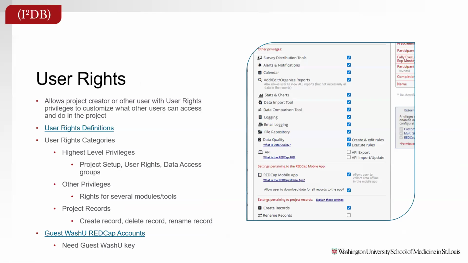All right. High-level overview of user rights. It allows the project creator or other users with user rights privileges to customize what other users can access and do in the project. I have a page linked here called User Rights Definitions.